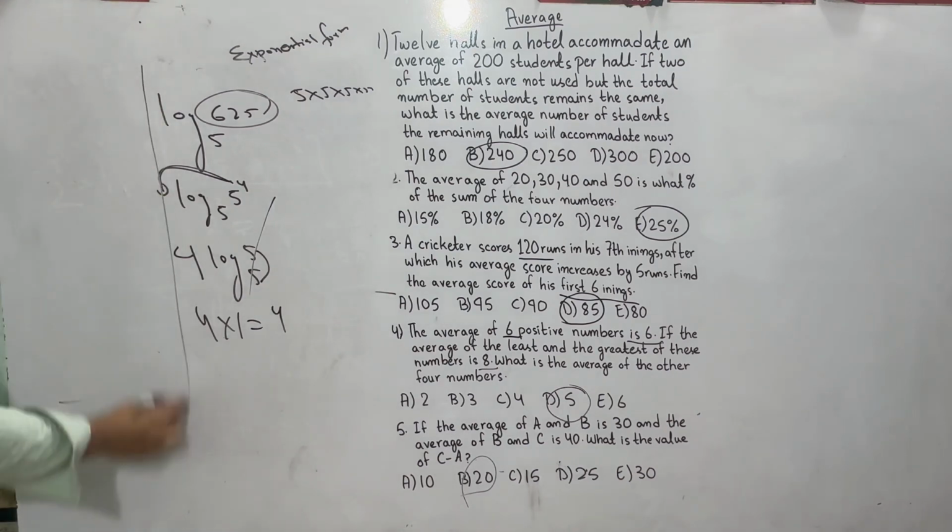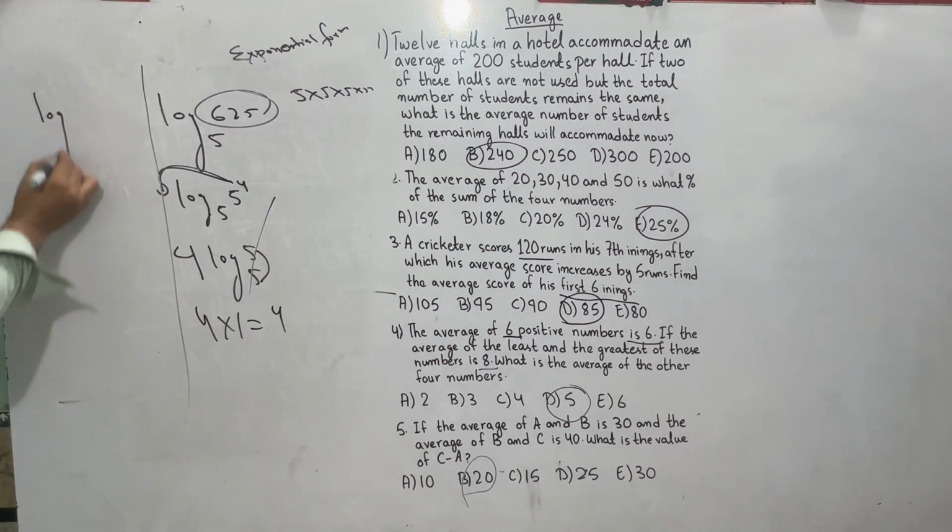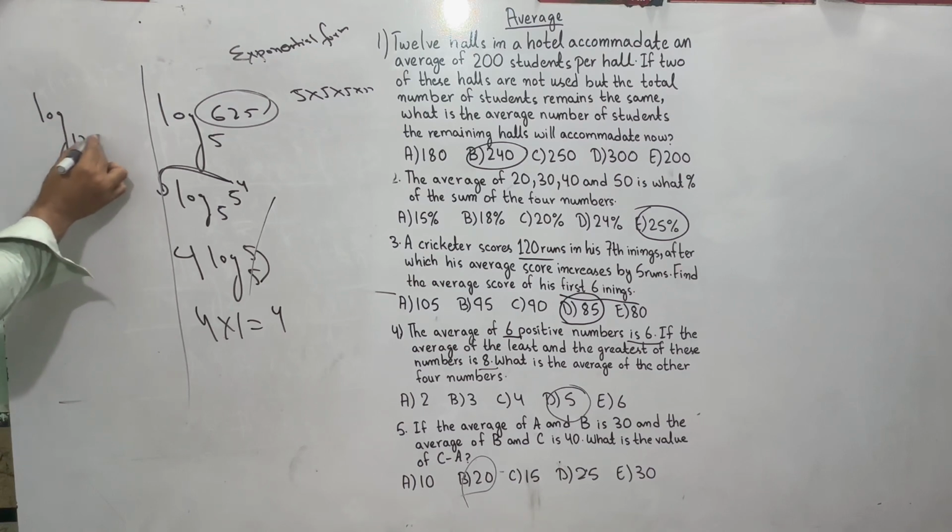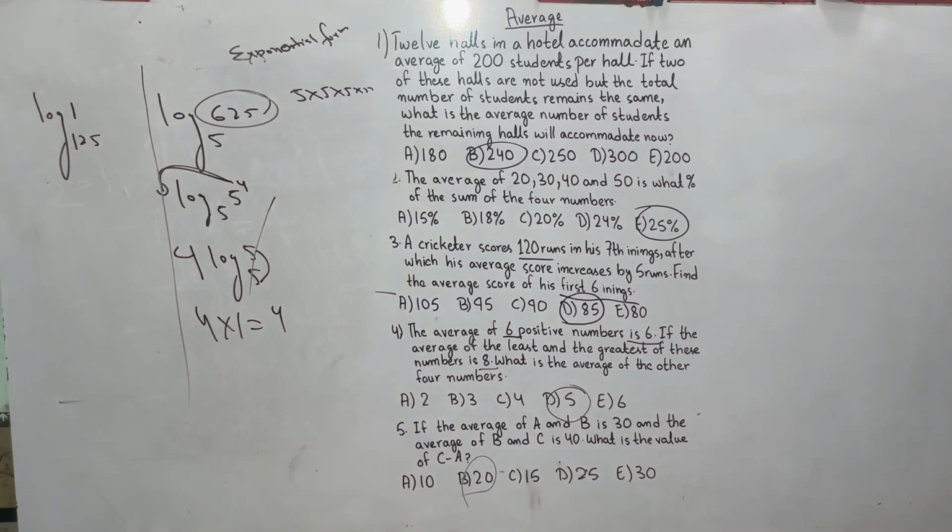Here, one more thing for you. Sometimes it is written as 125. What should be the value of this? I think that is incorrect. Let me manage another one.